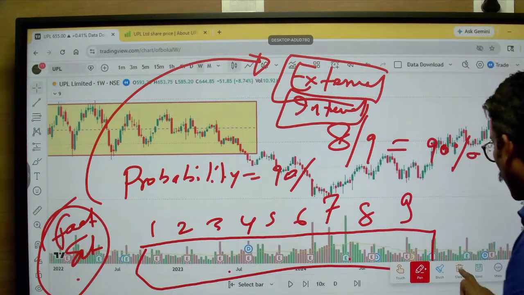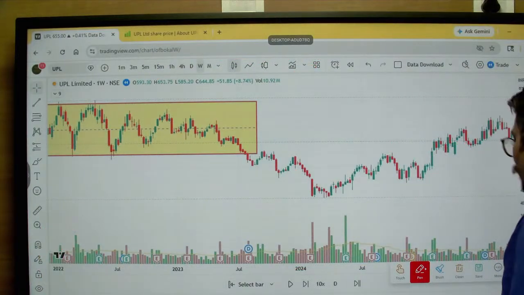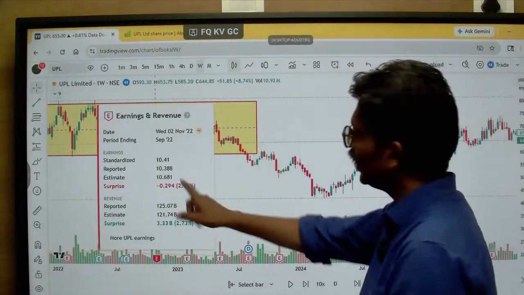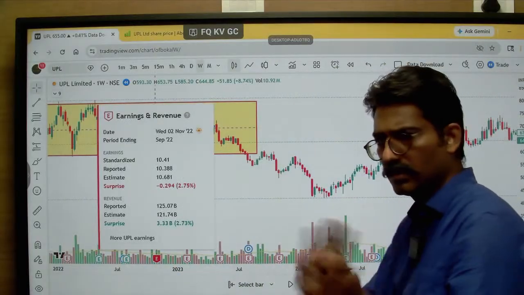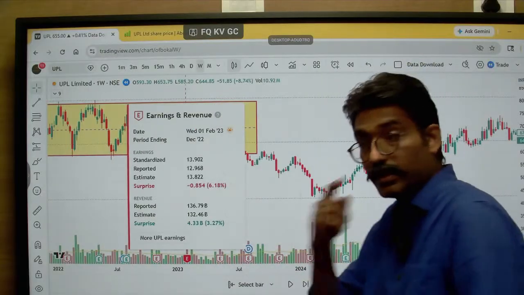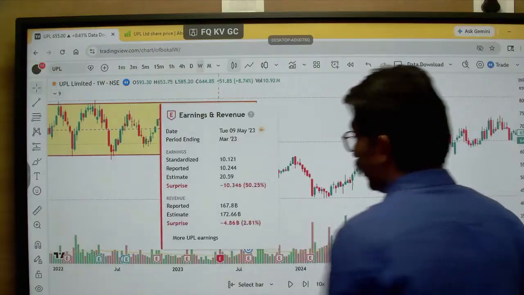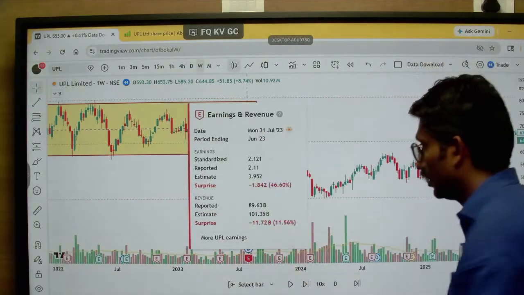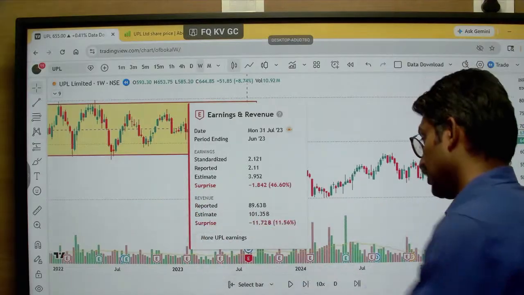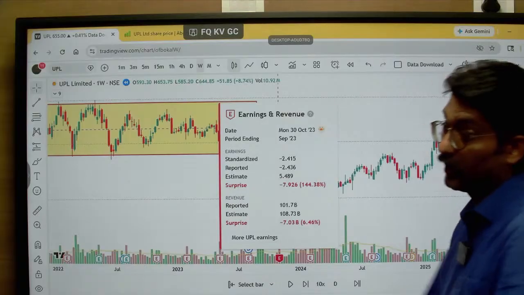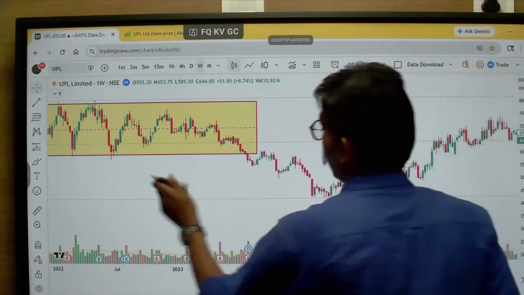So let's identify the magnitude before you answer this question, whether it is internal or external. Check this out. 2.75% miss. Very close. 6.8. The magnitude increases. The gap is widening. 50%. The gap widens further. This one, 46%. Almost close. 50%. 144%. The gap keeps widening between the estimate and the actual.